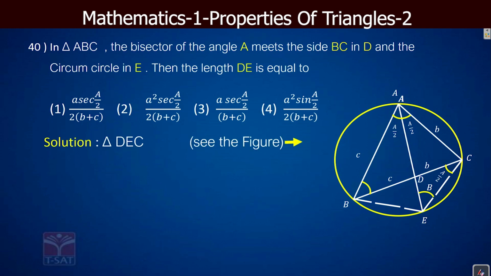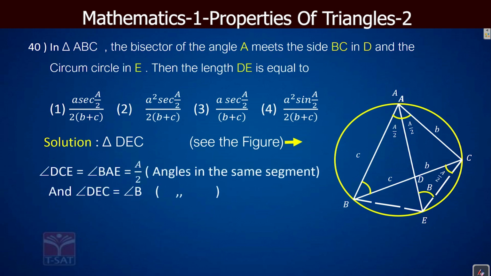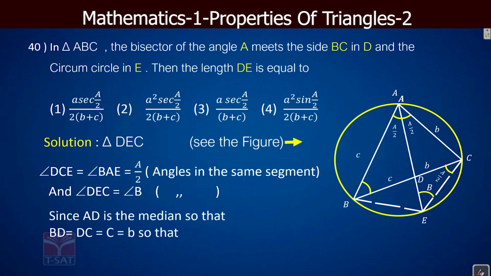In triangle DEC, you see the figure, angle DCE is equal to angle BAE, because angles in the same segment. So each is equal to A by 2. And also angle DEC is equal to angle B, because angles in the same segment.